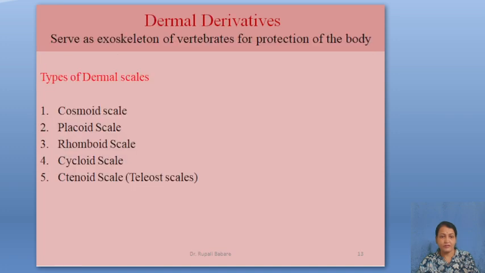Then dermal derivatives. What is the function of dermal derivatives? They serve as an exoskeleton of vertebrates for protection of the body. There are five different types of dermal scale: the cosmoid scale, placoid scale, rhomboid scale, cycloid scale, and ctenoid scale. All these scales are found in different fishes.